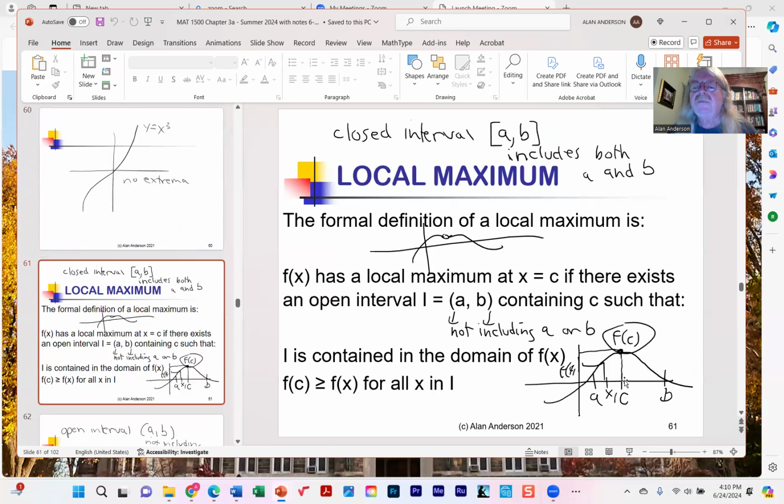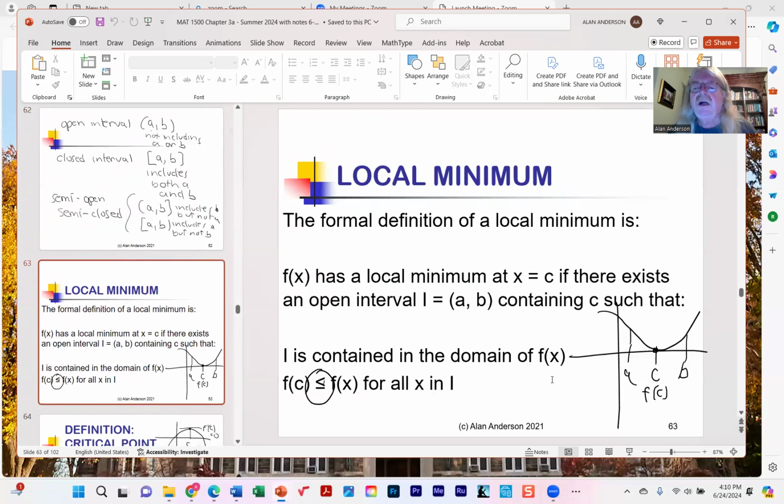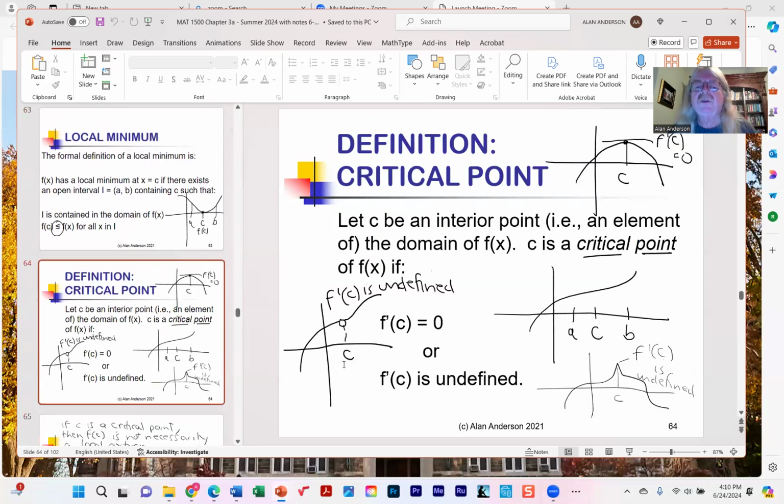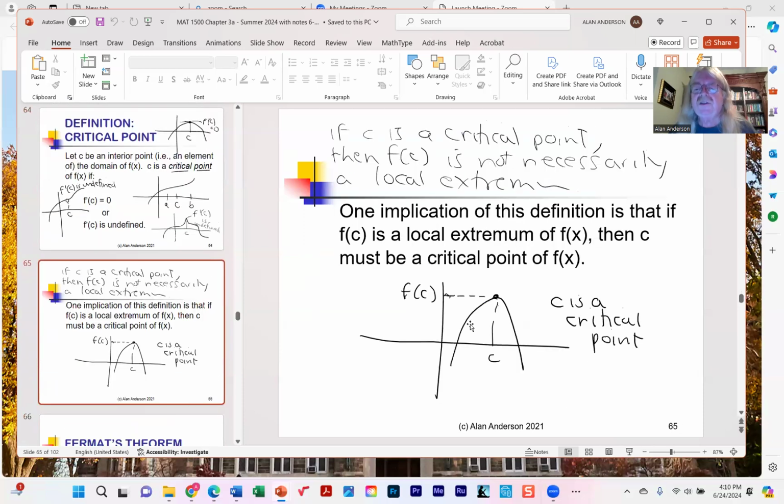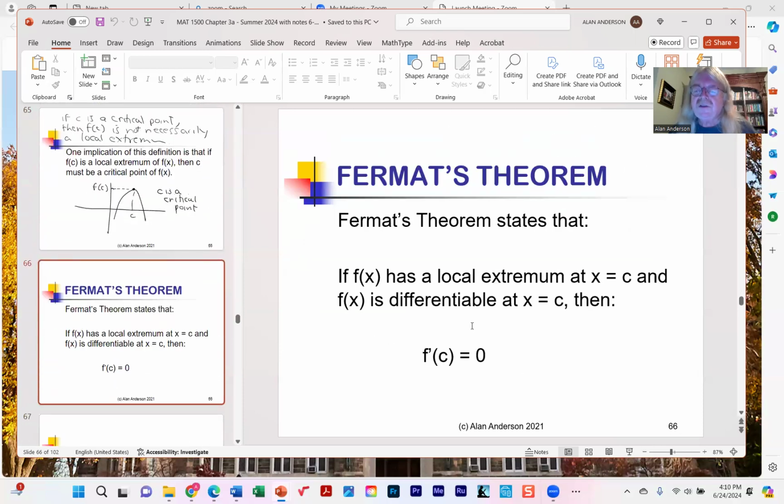Now here, though, we had a case where that wasn't true. This C is a critical point, but it is not an extremum because the derivative is not defined. So what Fermat's theorem is saying is that if it is defined, meaning that the function is differentiable at that point, then the only way that can be true is if the slope is 0.